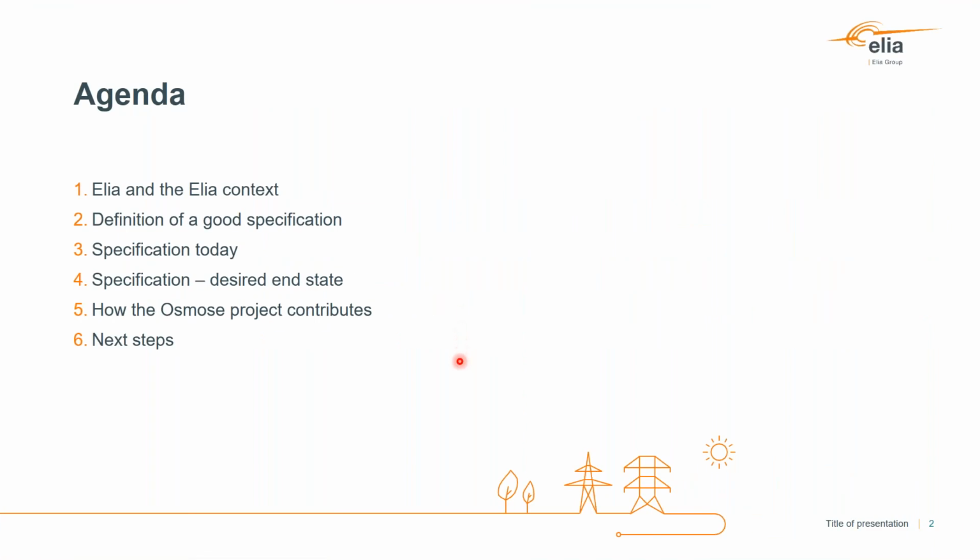Before we start, first of all, the agenda. So I'll introduce ALIA and the ALIA context, so you have a good idea of what our starting point is. Then I will specify what we call the definition of a good specification. Then a small part about how we specify or build our specification today. Then what we consider as what specification should become in the future. Then a little bit of explanation how the OSMOSE project contributes to that. And then I end with some next steps and the conclusions.